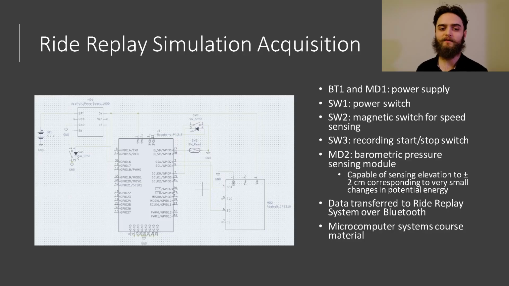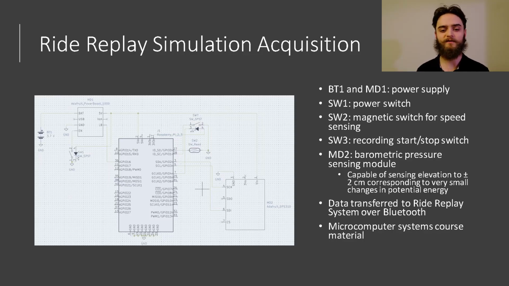In this schematic, you'll notice BT1 and MD1 together form the power supply. MD1 handles charging the battery and providing power to the other components. SW1 is the power switch. SW2 is a reed switch for sensing speed. And SW3 is the start and stop button for ride recording. Both SW1 and SW3 have lamps to show the status.